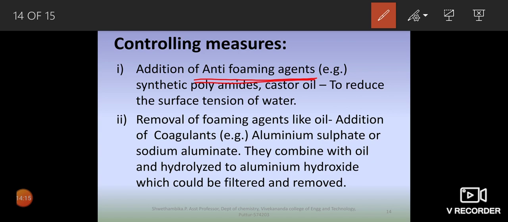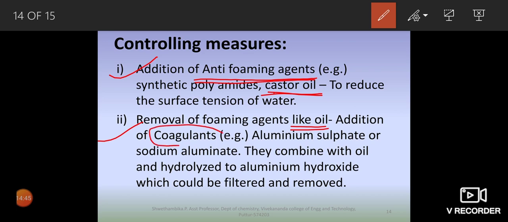Since foam is formed, add a counter chemical so that bubbles would be burst and further bubble formation will not take place. The best used anti-foaming agent is castor oil. This is actually used to reduce the surface tension of the water, and hence foaming could be avoided. Another approach is removal of the oil. We know that oil creates foaming, so remove the oil from the water surface.